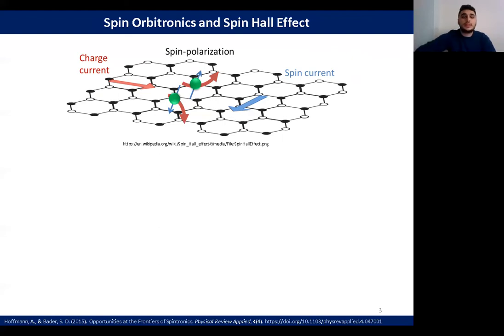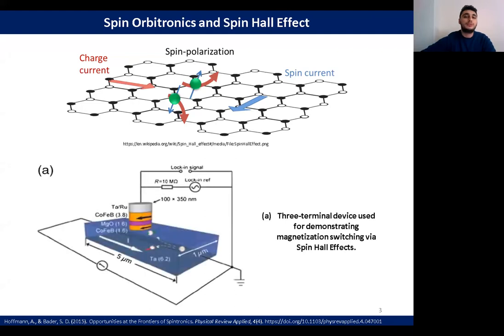As can be easily seen in the figure, opposite spins accumulate on the lateral surfaces of a non-magnetic sample through which an electric current is passed. Due to the spin difference formed in this way, a spin current occurs.